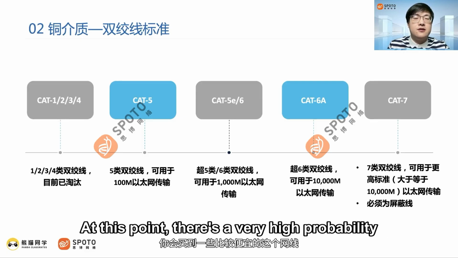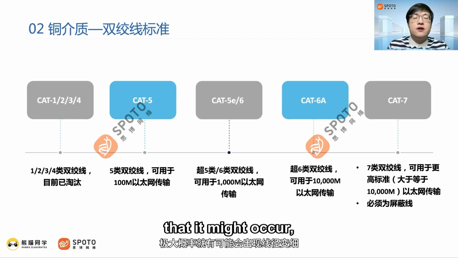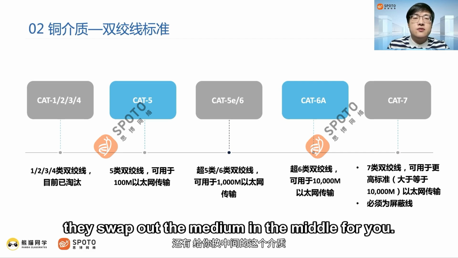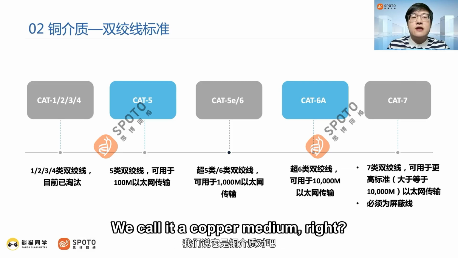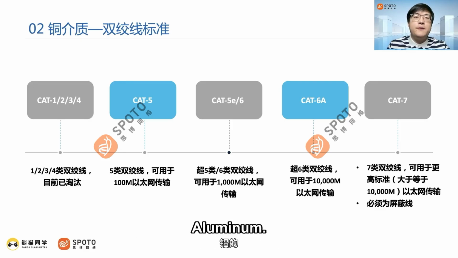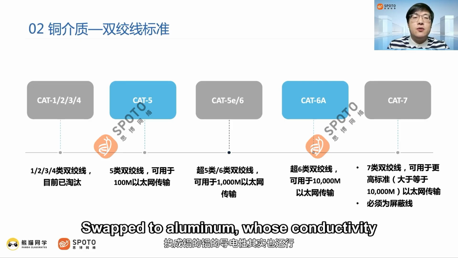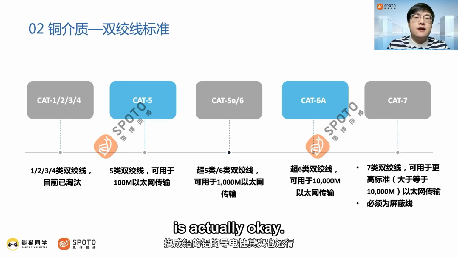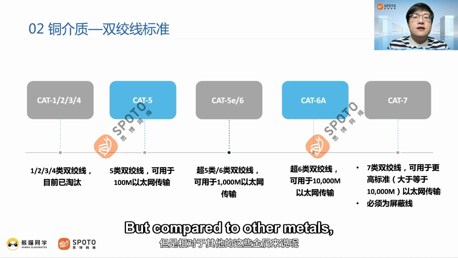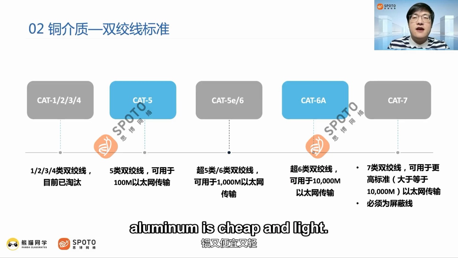At this point, there's a very high probability that they might swap out the medium in the middle for you. We call it a copper medium, right? What might they swap it with? Aluminum. Aluminum's conductivity is actually okay compared to copper, it is certainly lower, but compared to other metals, aluminum is cheap and light.